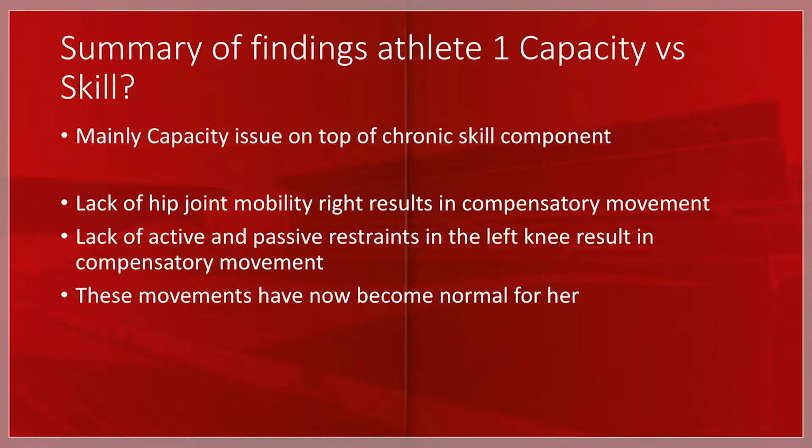So to summarise the findings of this capacity related issue during the back squat, this athlete has restrictions in hip rotation. These mobility restrictions have resulted in compensatory movements during the back squat. Also added to these compensatory movements is the lack of the ability to control the knee due to the loss of passive restraints at the knee. The athlete is required to work much harder to control stability around that knee, so weight shifts to the right hand side.